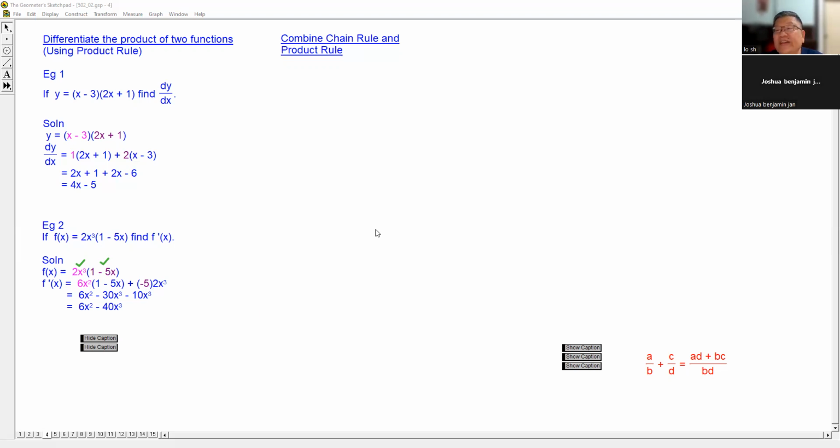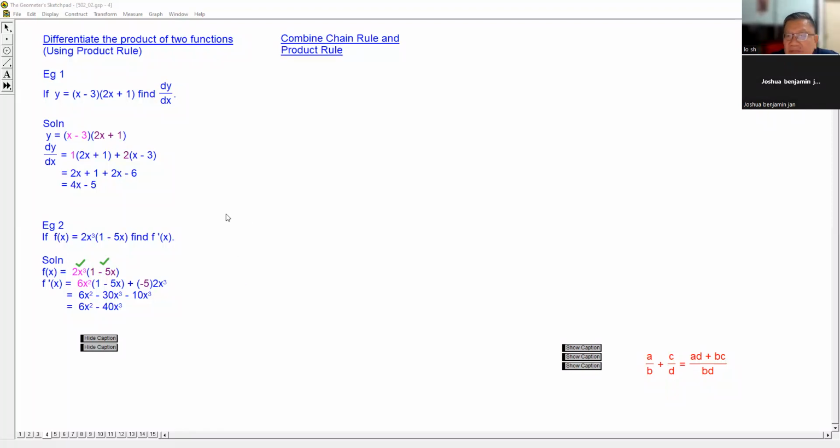But you need to expand before you can simplify. So you expand 6x multiply 1, 6x squared. 6x squared multiply 5x, negative 30x cubed. Negative 5x times 2x cubed, 10x cubed. This one you just copy down. There's only one term like this. There are two terms with x cubed. You add up the two terms x cubed, you get negative 40x cubed.